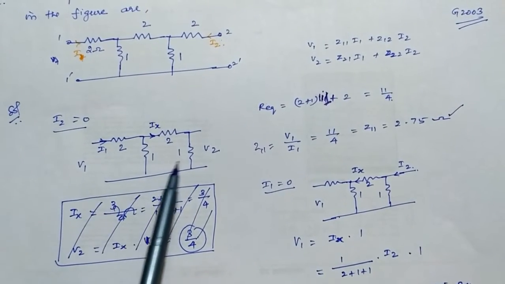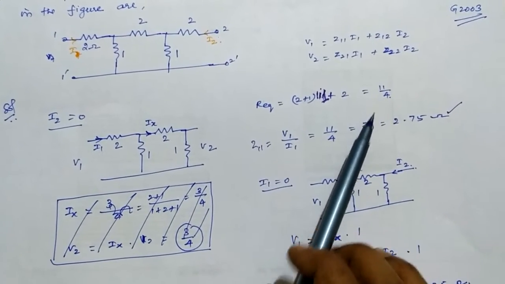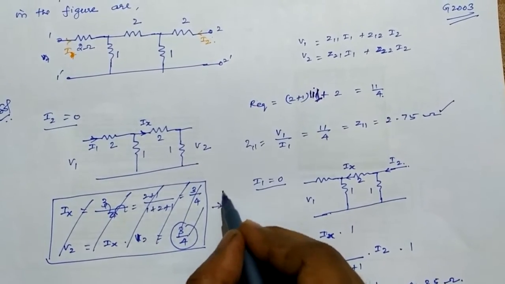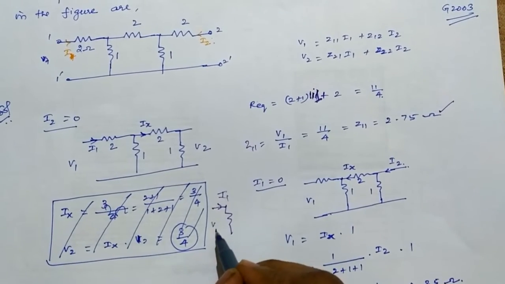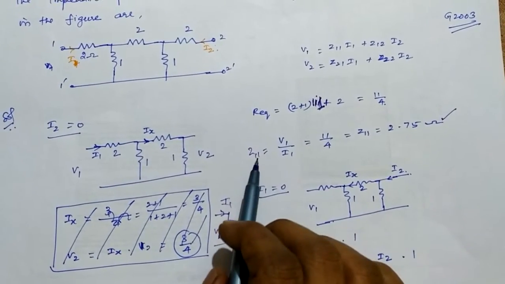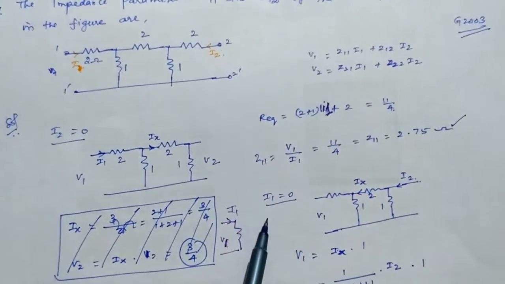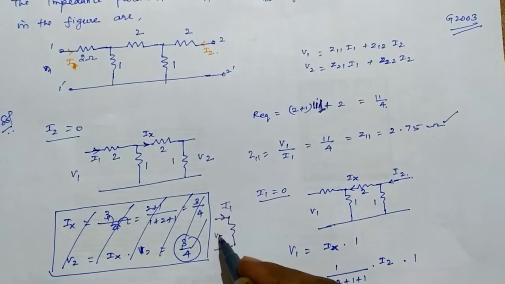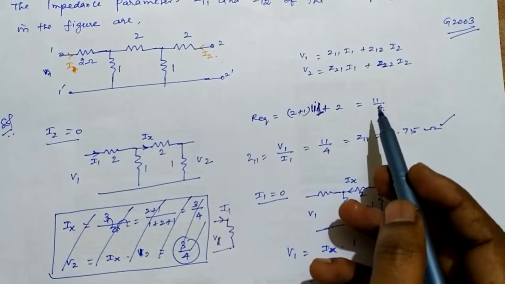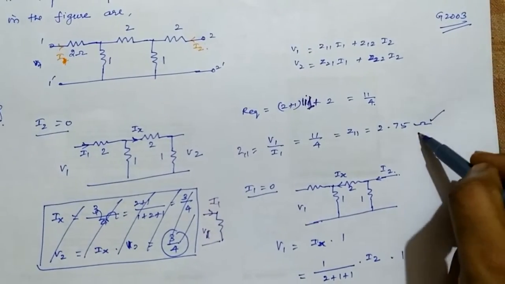So this entire circuit can be reduced to an equivalent resistance of 11 divided by 4. So that is a single resistance. The current is I1 and the input voltage is V1. So that is Z11, with I2 equal to 0. That is V1 divided by I1, which is equal to the resistance value we calculated, 11 over 4, that is equal to 2.75 ohms.